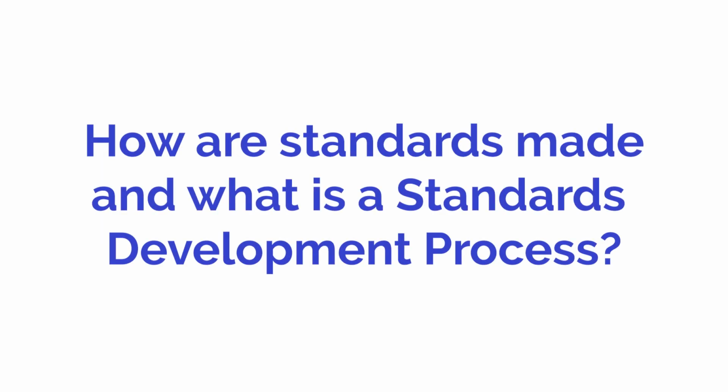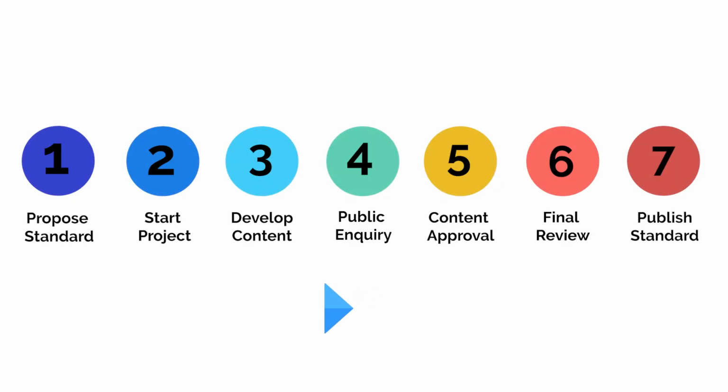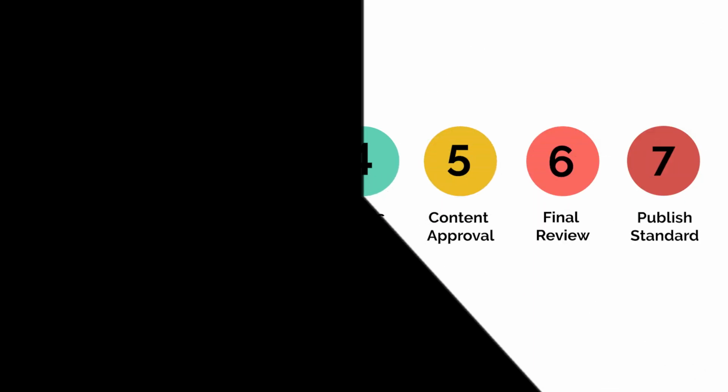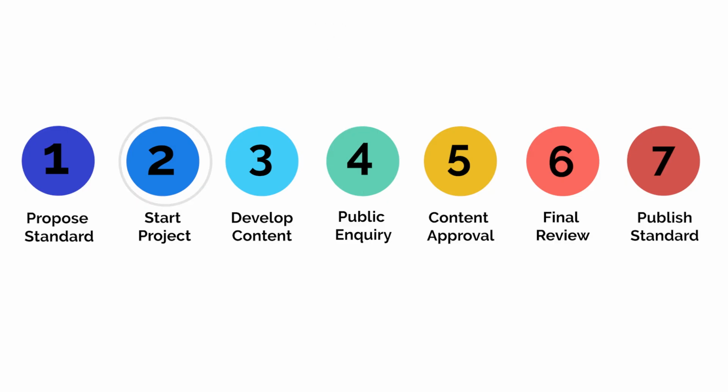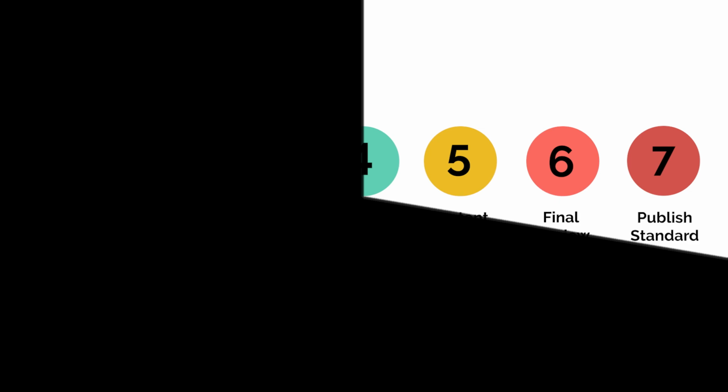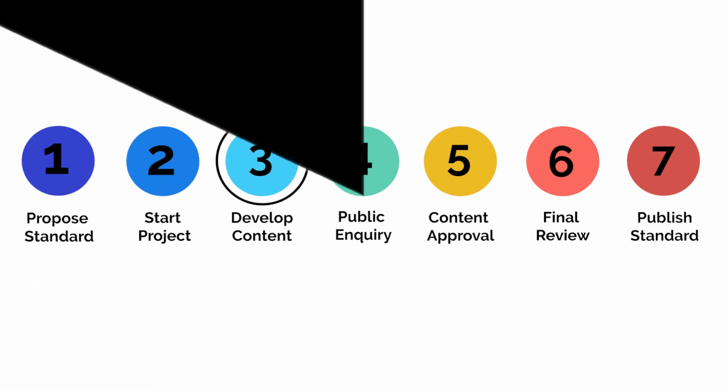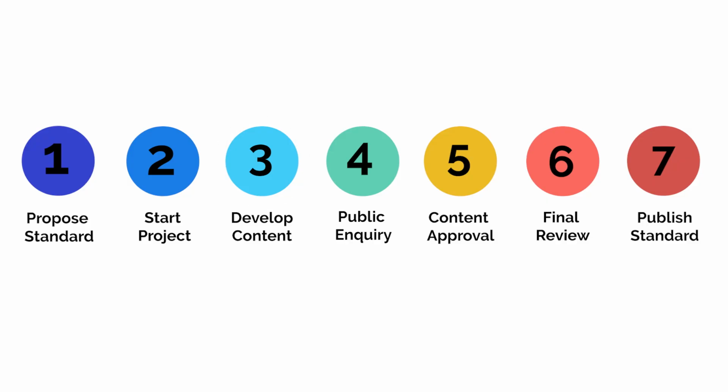How are standards made? And what is a standards development process? A typical standard development process usually involves 7 steps from proposing a standard all the way to publishing it. Step 1 starts with proposing the standard, evaluating the existing standards and approving the need for a new one. Step 2 is to start the project. Notify the public about the standard and put together a technical committee. Step 3 is development of content. Here a technical committee creates a draft standard.